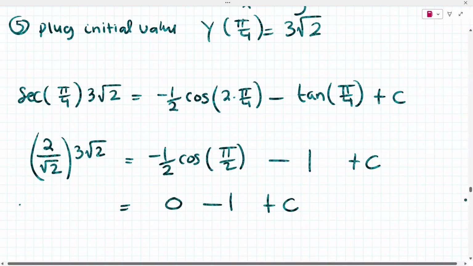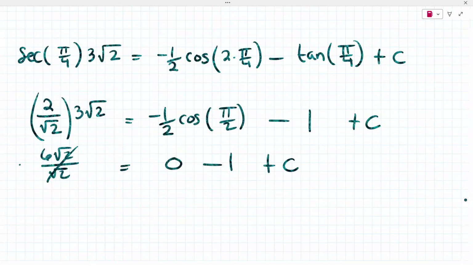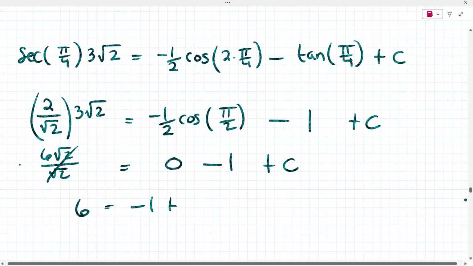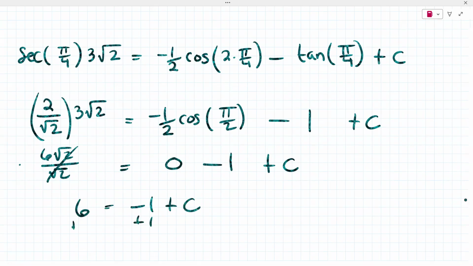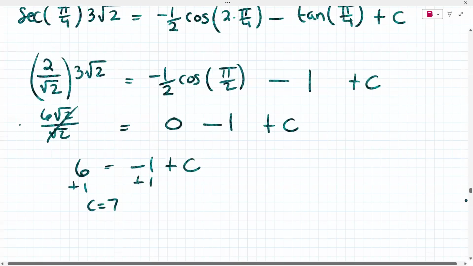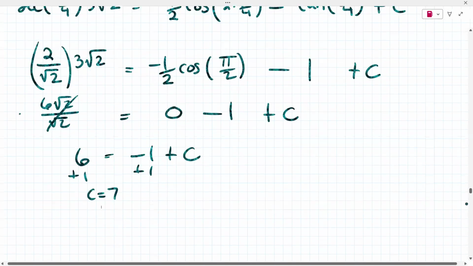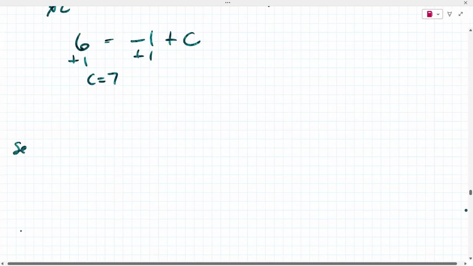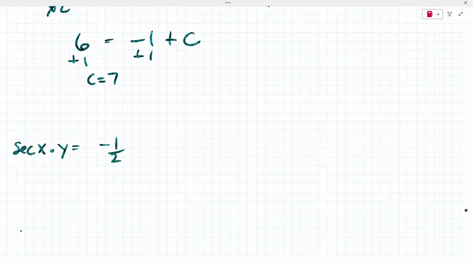Simplify the left, what's this? 2 times 3 is 6 radical 2 over radical 2. So that cancels, so you're just left with 6 equals negative 1 plus c. Add 1, so c equals 7. Okay, now that we have our c, so now it should simplify as secant of x times y equals negative 1/2 cosine of 2x minus tan of x plus 7. And then you're going to solve for y.